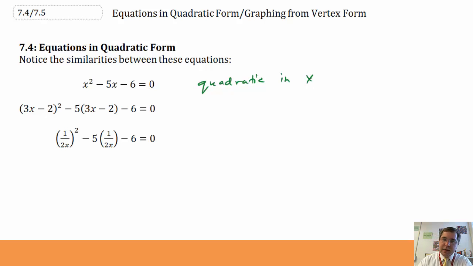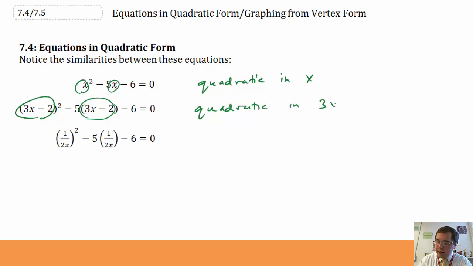The second one is 3x minus 2 quantity squared minus 5 times 3x minus 2 minus 6 equals 0. Notice the only thing that's different between that and the first one is we replaced x with 3x minus 2. So this one is said to be quadratic in 3x minus 2. That means with respect to the expression 3x minus 2, it's a quadratic equation, and so we can solve it like a quadratic equation, even though it looks more complicated. It's really the composition of a linear equation and a quadratic equation.